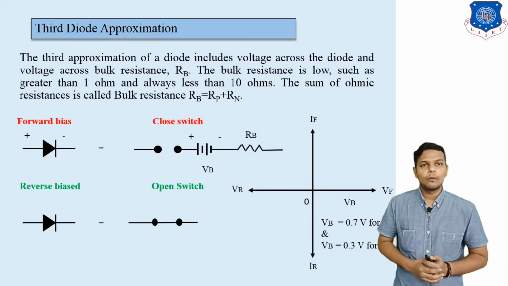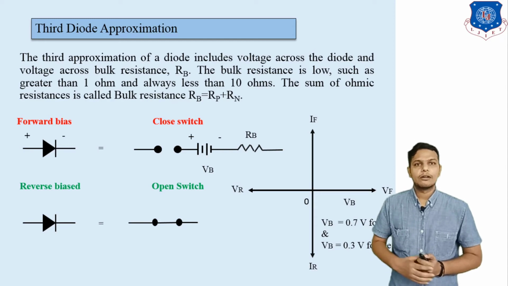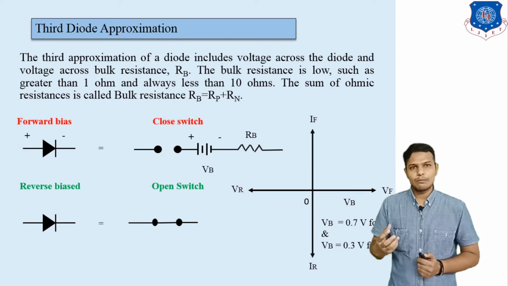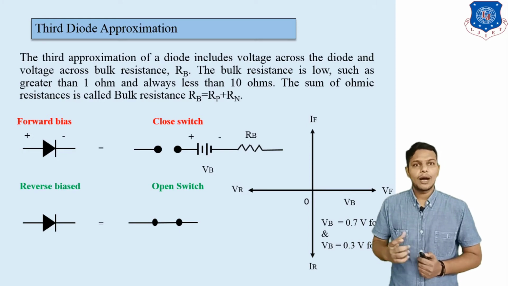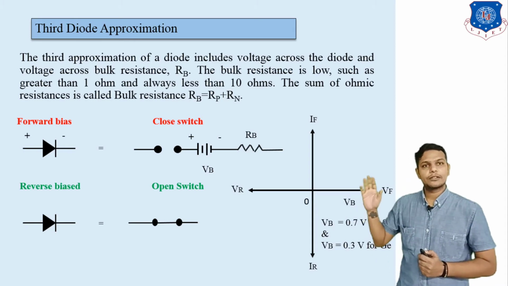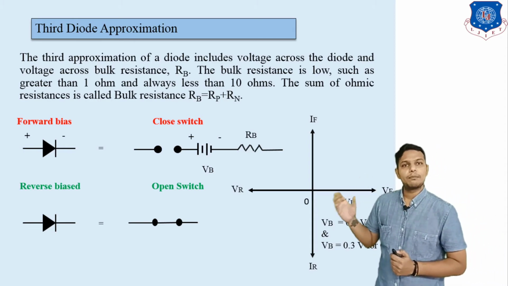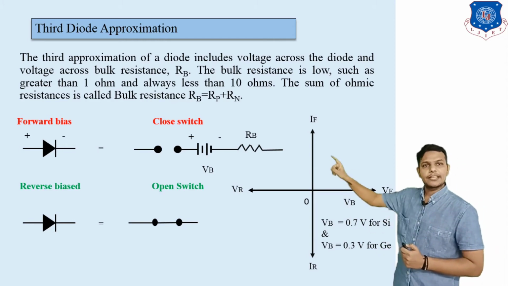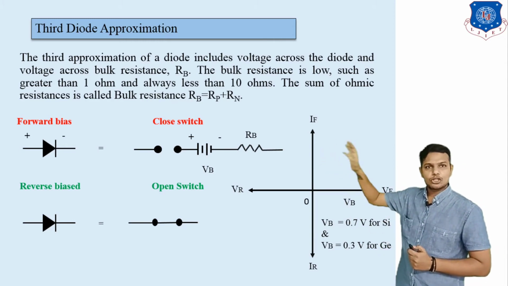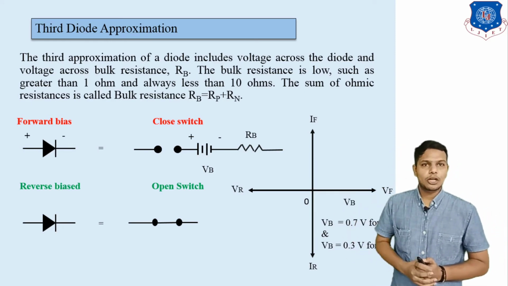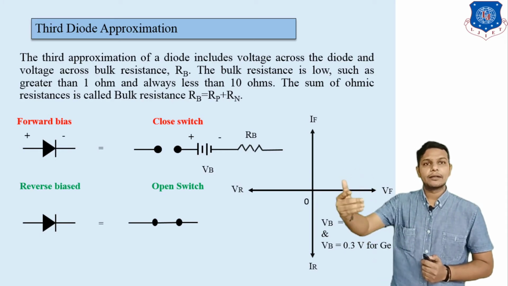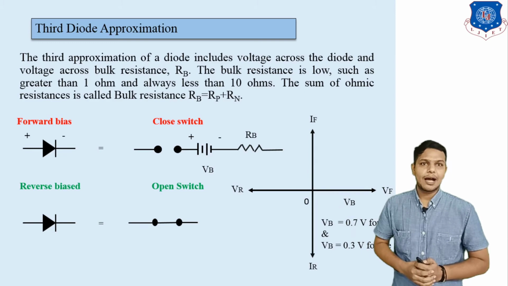Bulk resistance is very low, such as greater than 1 ohm or less than 10 ohm. So the sum of these ohmic resistances becomes bulk resistance, and its equation will be RB is equal to RP plus RN. So here this is the bulk resistance along with the battery. In case number 1, forward bias, current always flows from plus to minus, meaning anode to cathode. So it becomes a closed switch, but here we add one battery and bulk resistance RB.